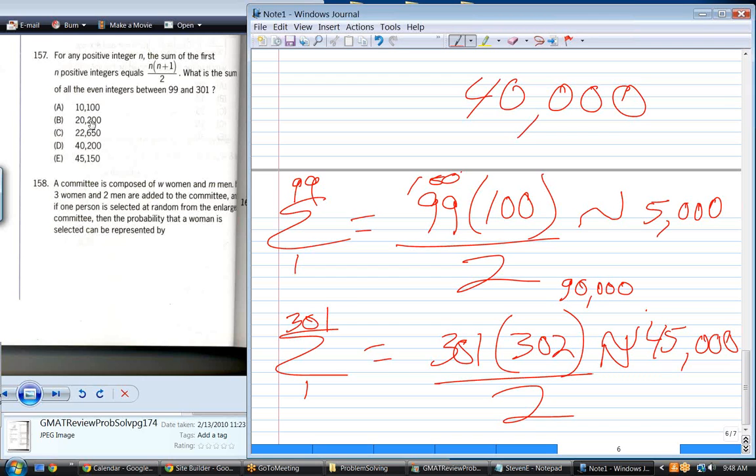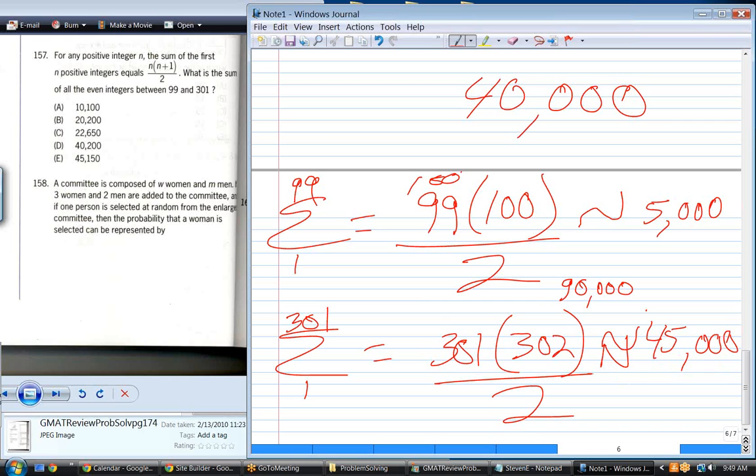That's a good problem. I'm still not 1,000% sure that answer B is correct because we did approximations. But let's see. There's a possibility that C could be correct because this 5,000 is overestimated and this 45,000 is underestimated.